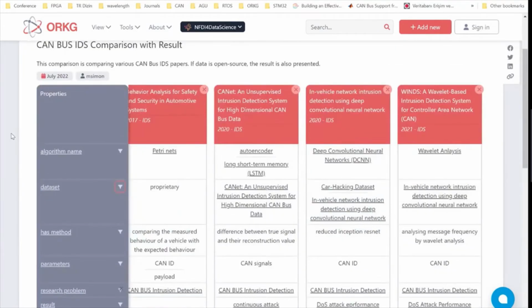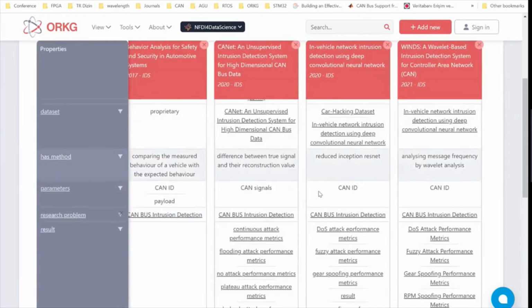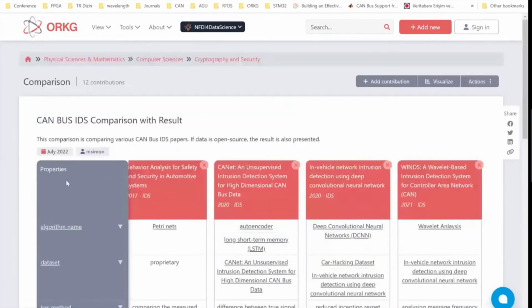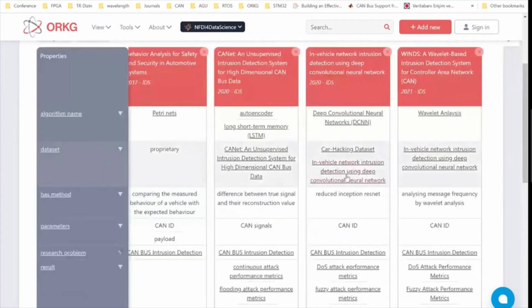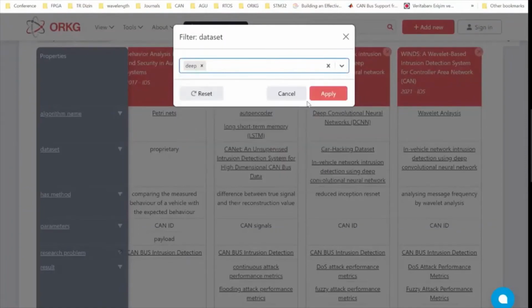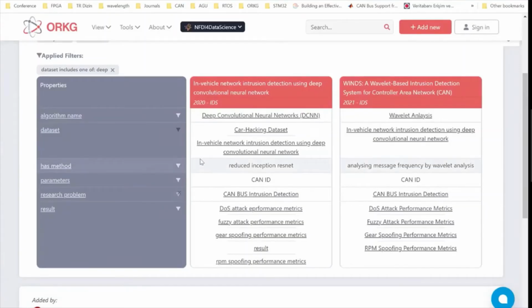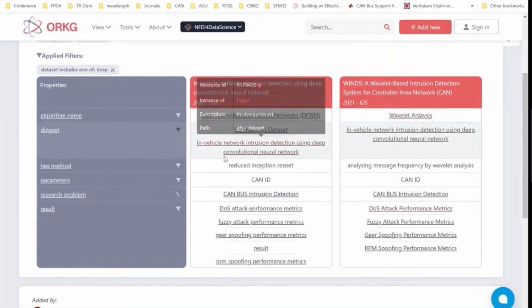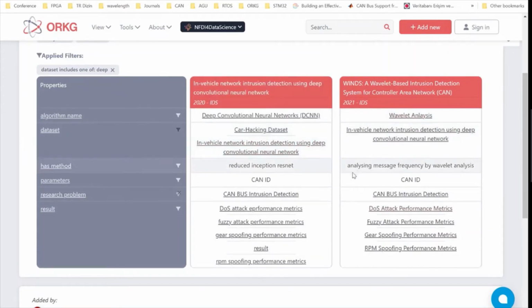The Open Research Knowledge Graph provides us a table with essential information about those papers. For example, with the data set, I can use some keywords and then filter, and then the relevant papers appear. So with this, now I have only 2 papers which have the keyword deep, and I can compare these papers. Both of them actually have the same data set.